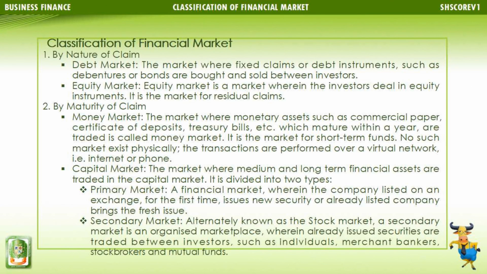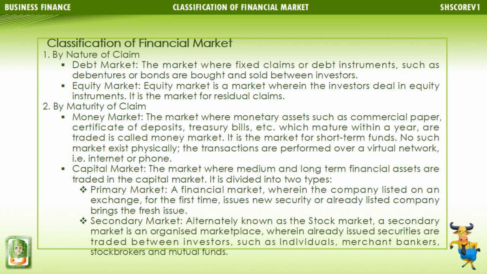Classification of financial market. Number 1, by nature of claim. Under the nature of claim, we have the debt market and the equity market. The debt market is the market where fixed claims or debt instruments such as debentures or bonds are bought and sold between investors. The equity market is a market wherein the investors deal in equity instruments. It is the market for residual claims.